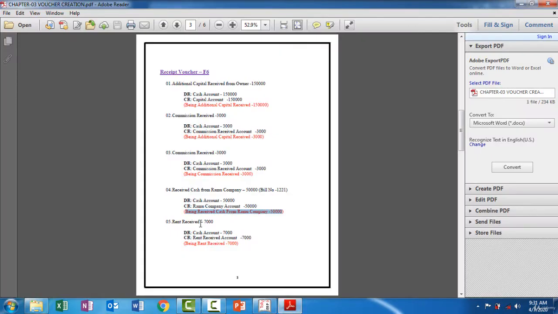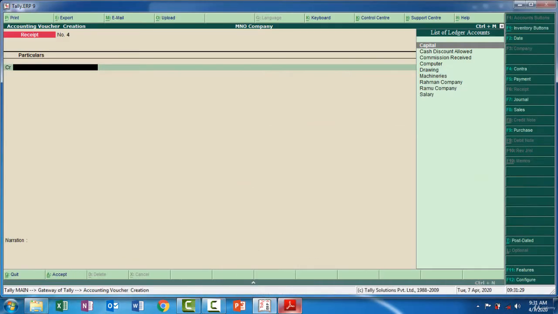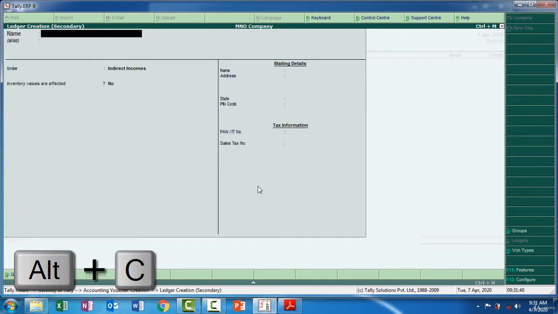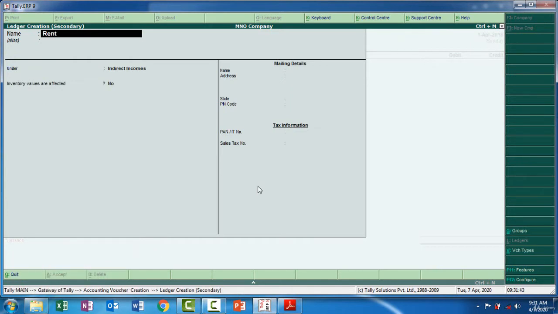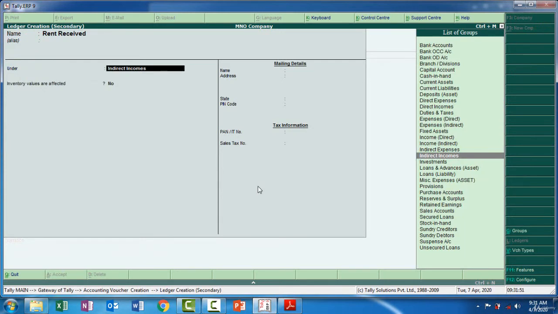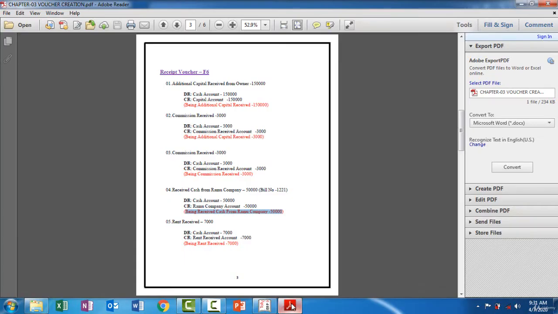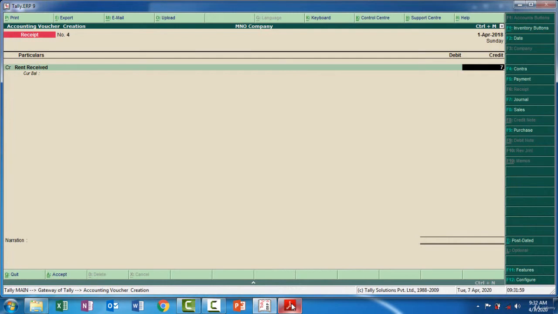So type here and enter, accept. So the next one, rent received 7,000. So we have to create the rent account. If we receive the rent 7,000, cash account debit and rent received account credit. So first credit we have to enter, so we have to first create the ledger rent received. So I'm going to press Alt plus C, and type rent received, it is indirect income. How much? Rent received 7,000.